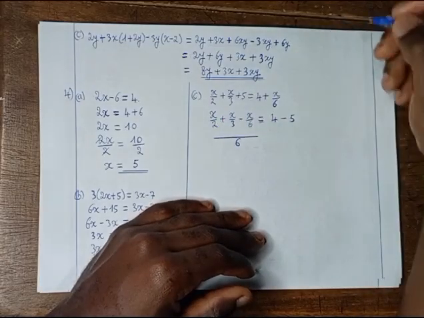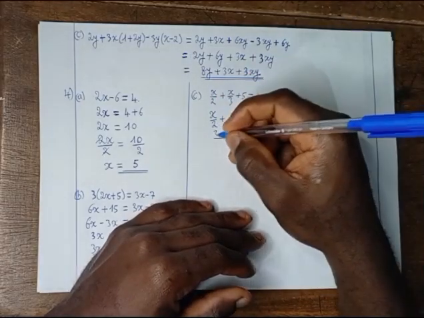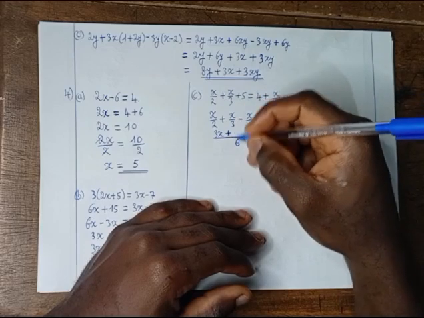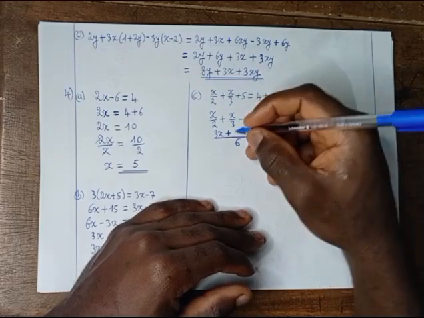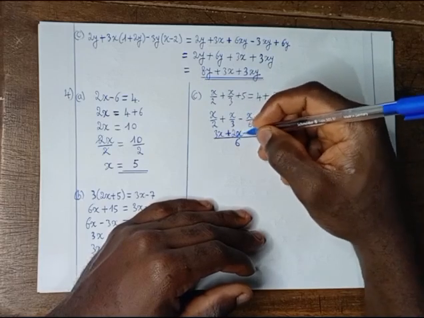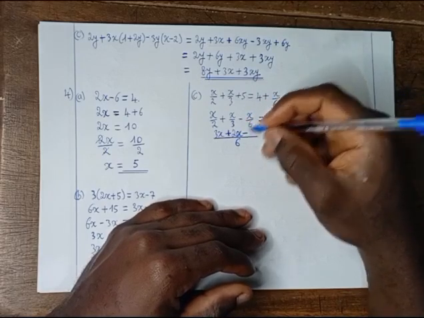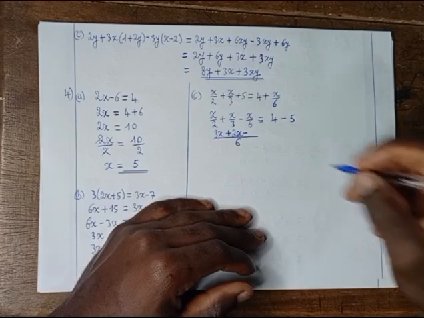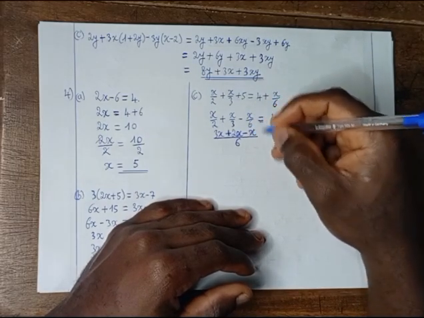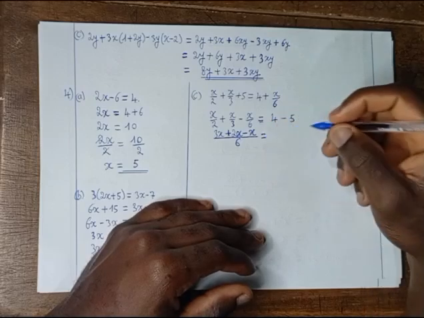6 divided by 2 gives us 3. 3 times x gives us 3x. We bring down the operation sign which is plus. 6 divided by 3 gives us 2. 2 times x is 2x. We bring down the operation sign which is minus. 6 divided by 6 gives us 1. 1 times x is simply equal to x. We bring down the equality sign.